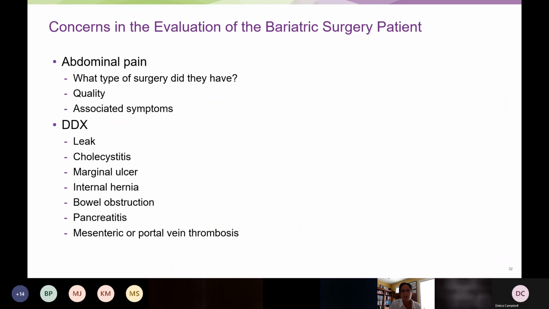But with any of the other surgeries, we worry about anything that's left-sided abdominal pain in the upper abdomen. Look at the quality of the pain. Is it sharp? Is it burning pain? Burning goes more with marginal ulcers. Crampy abdominal pain goes more with an internal hernia. And then also look at their associated symptoms that may give you clues to the differential diagnosis. I have the most common differential diagnoses here, which is leak, cholecystitis, marginal ulcer, internal hernia, bowel obstruction, rarely pancreatitis, or mesenteric or portal vein thrombosis. These are the things that you want to keep in the back of your mind when you're assessing the bariatric patient. Next slide.